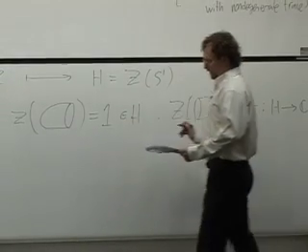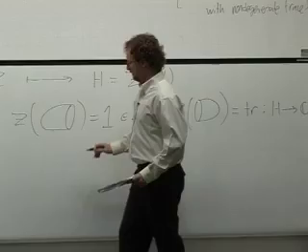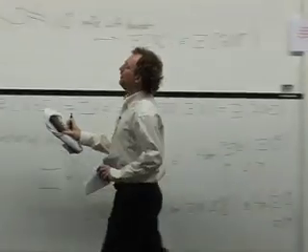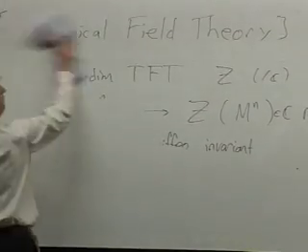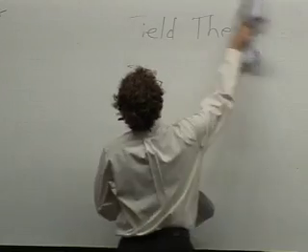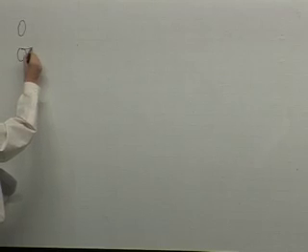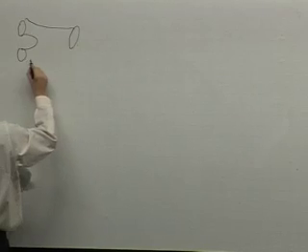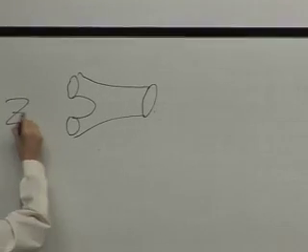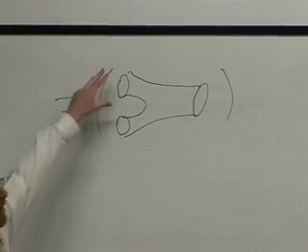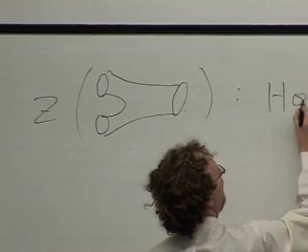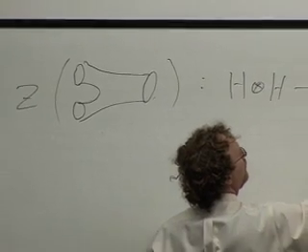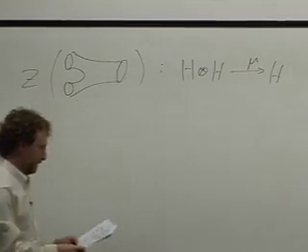Now, what else do we have? We have our favorite picture. Maybe deserves a new board. And the favorite picture is the pair of pants. So what does the pair of pants give us? Well, we have 2 incoming circles and 1 outgoing circle. So Z of this is a map from 2 copies of H to 1 copy of H. So it's a product. So this is a map from H tensor H to H, which we'll call the product.